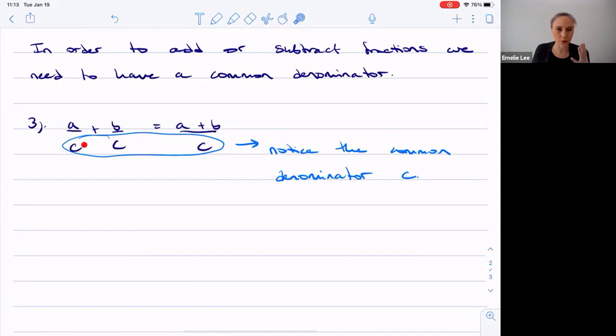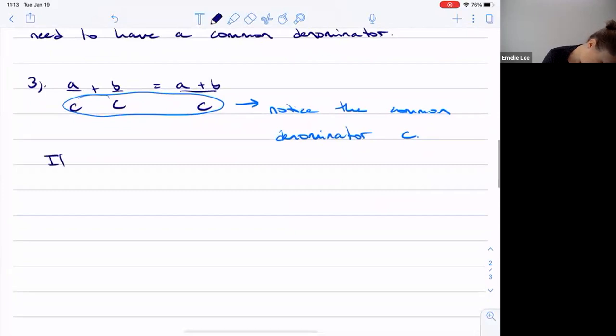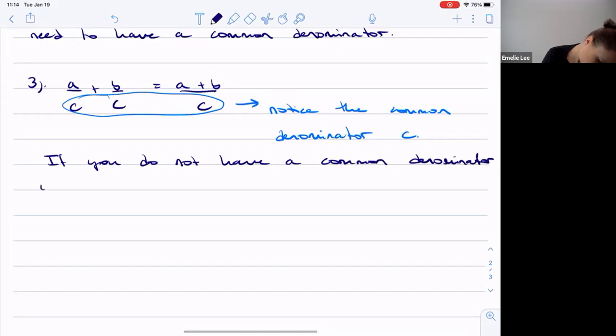So what you want to do, as soon as you see adding or subtracting fractions, you want to say stop, okay, and make sure that you have a common denominator. If you don't, you need to force it, right? If you do not have a common denominator, you need to force it.